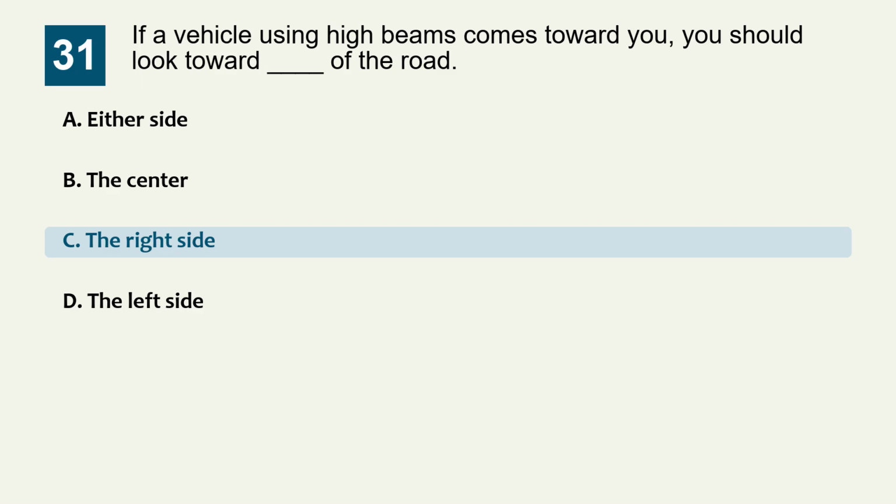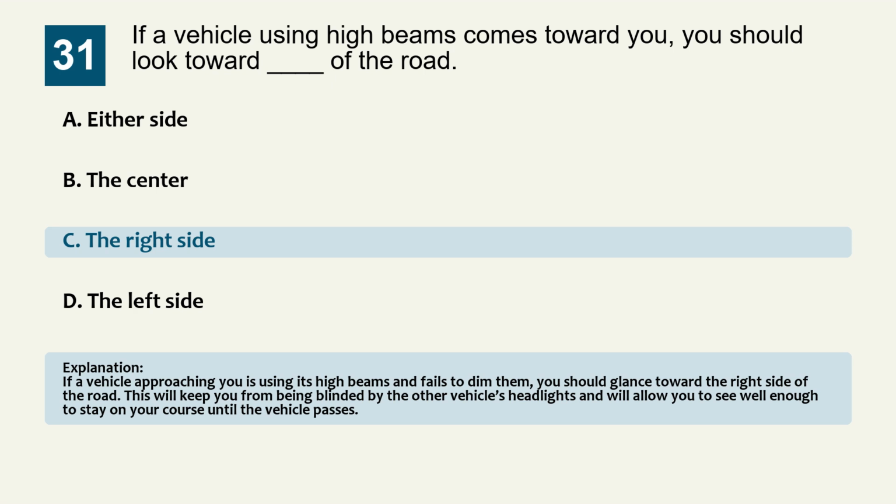The correct answer is option C, the right side. Explanation: if a vehicle approaching you is using its high beams and fails to dim them, you should glance toward the right side of the road. This will keep you from being blinded by the other vehicle's headlights and will allow you to see well enough to stay on your course until the vehicle passes.